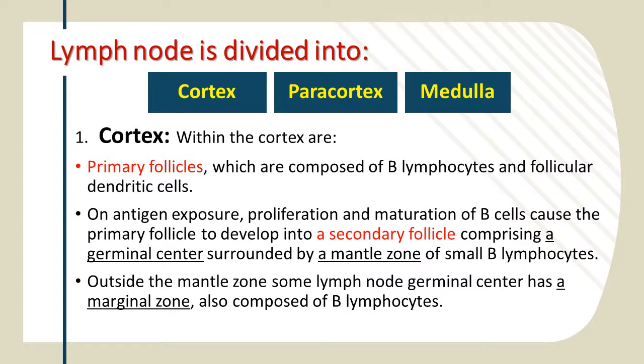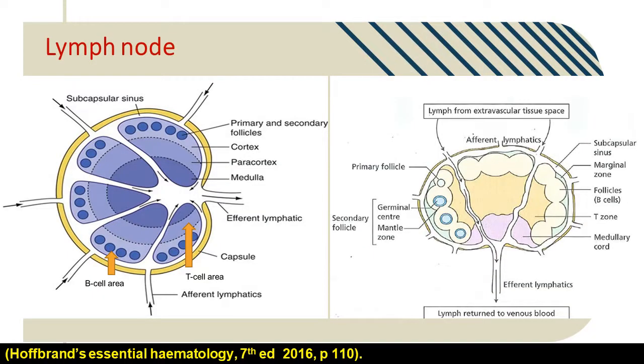Outside the mantle zone, the lymph node germinal center has a marginal zone, also composed of B lymphocytes. This figure illustrates the structure of a lymph node. The lymph node is surrounded by a connective tissue capsule. Beneath the capsule is a slit-like space called the subcapsular sinus.